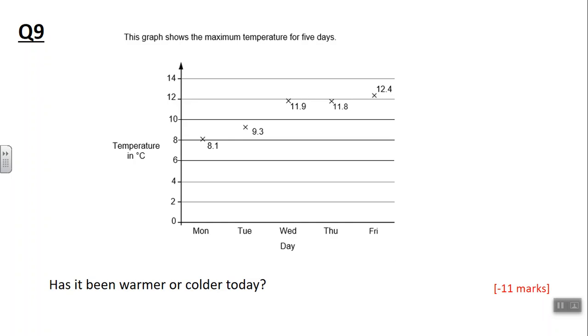Number 9. This graph shows the maximum temperature for 5 days. So on Monday, the temperature was 8.1 degrees. Tuesday, it was 9.3 degrees. Wednesday, it was 11.9 degrees. Thursday, it was 11.8 degrees. And Friday, it was 12.4 degrees. Has it been warmer or colder today?